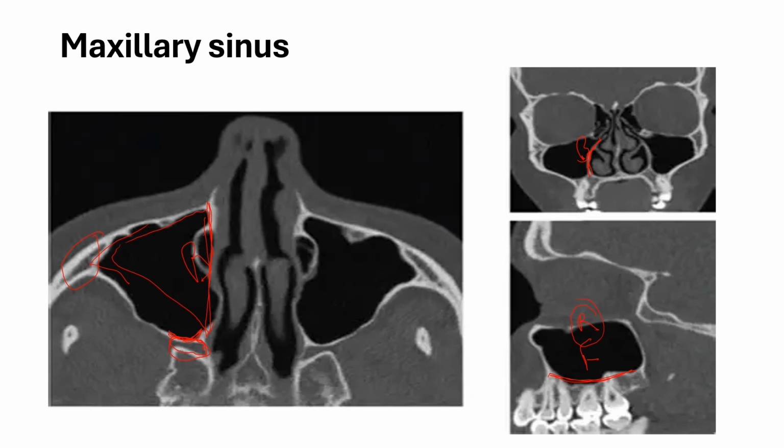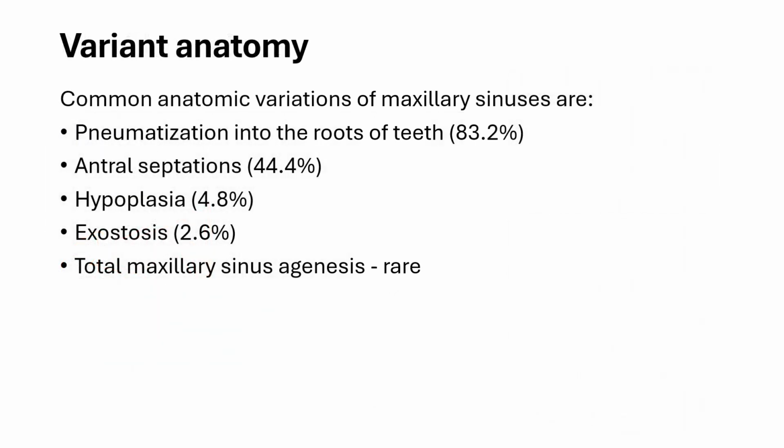A large maxillary sinus can extend to the alveolar process of the maxilla to the point where the root of the molar tooth can project into the space. Now, the common anatomical variants of the maxillary sinuses.